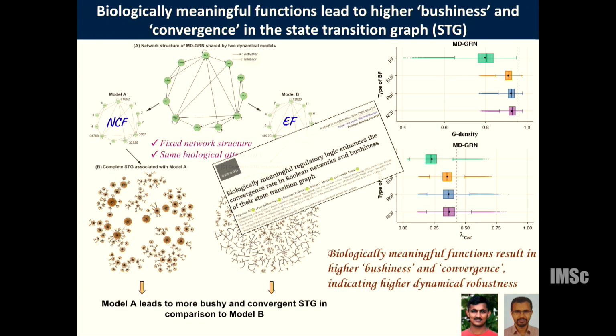So to summarize, biologically meaningful functions result in also higher bushiness and convergence, indicating higher dynamical robustness. So this is something we have shown in this paper. It just came out last month in Briefings in Bioinformatics. It's a very detailed study. So if you want to look at how the choice of functions could influence the dynamics, or the type of dynamics, we have characterized it already.